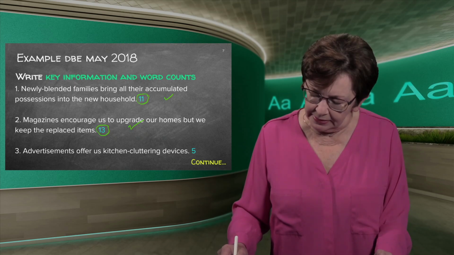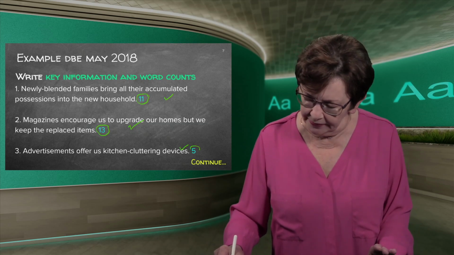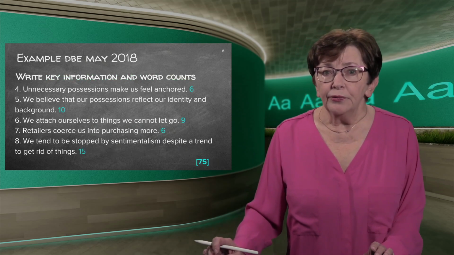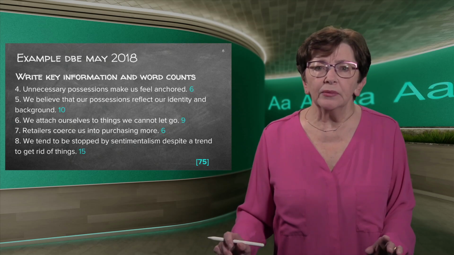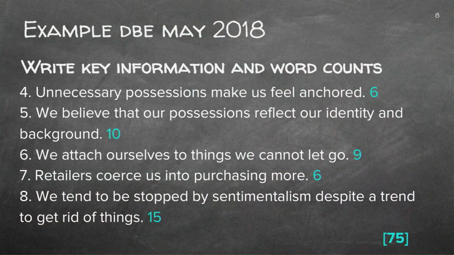Advertisements offer us kitchen cluttering devices. That's from another paragraph, and that was 5 words. In the fourth place, it is said in another paragraph that these unnecessary possessions make us feel anchored. It makes us feel anchored, and we believe that our possessions reflect our identity and our background. There you go. Another point. We attach ourselves to things and we cannot let go is another reason.